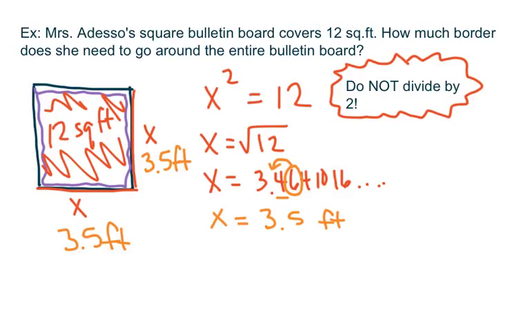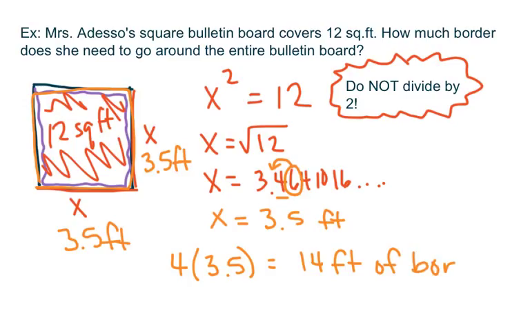I need to find out how much border I need to go around the entire bulletin board. So if I need 3.5 feet along the bottom, 3.5 feet on the side, 3.5 feet on the top, and 3.5 feet on the other side, I need 4 times 3.5 feet of border, which means I need 14 feet of border. And that's my answer.